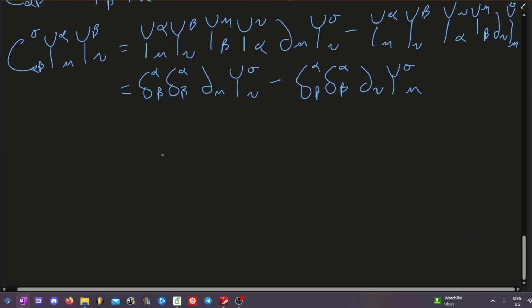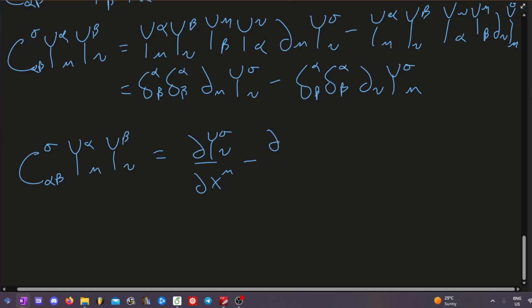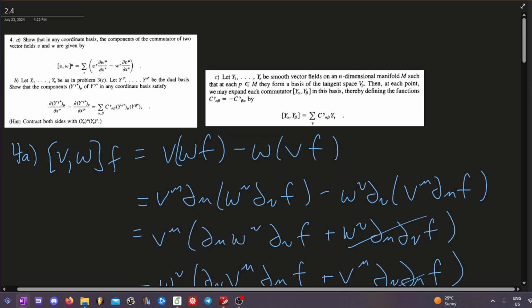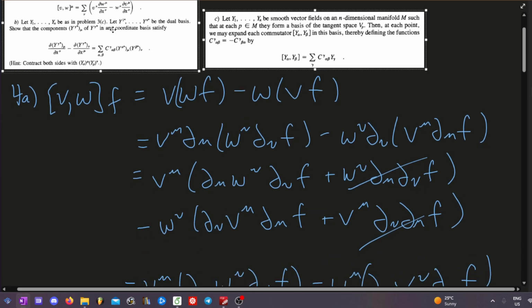Okay, so finally we can write our answer here. We have C sigma alpha beta y alpha mu y beta nu equals d by dx mu of y sigma nu minus d by dx nu of y sigma mu. And let's just make sure that this is actually what we were looking for. I'm pretty sure this is it. Let's bring this down to our answer.